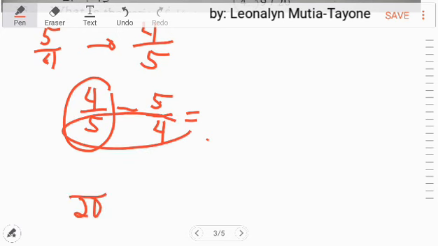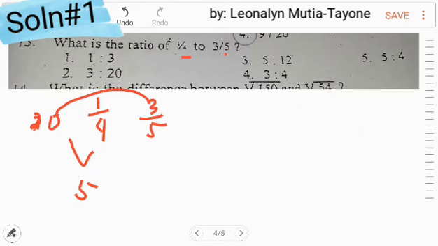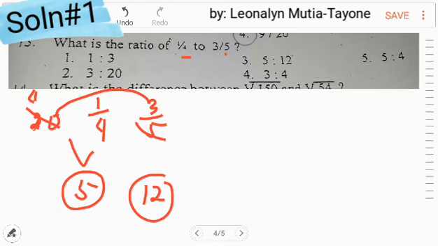So, 20 times 1/4, and that is 20 over 4, that is 5. So, bali 1/4 of 20, that is 5. 20 times 3 over 5, dumami na yung dog. So, this is 60 over 5, or pwede mo i-cancel out dyan. So, maging 4 na siya. So, 4 times 3, that is 12. So, ngayon, ang bagong ratio natin ay 5 is to 12. So, ang answer dito ay 5 is to 12.